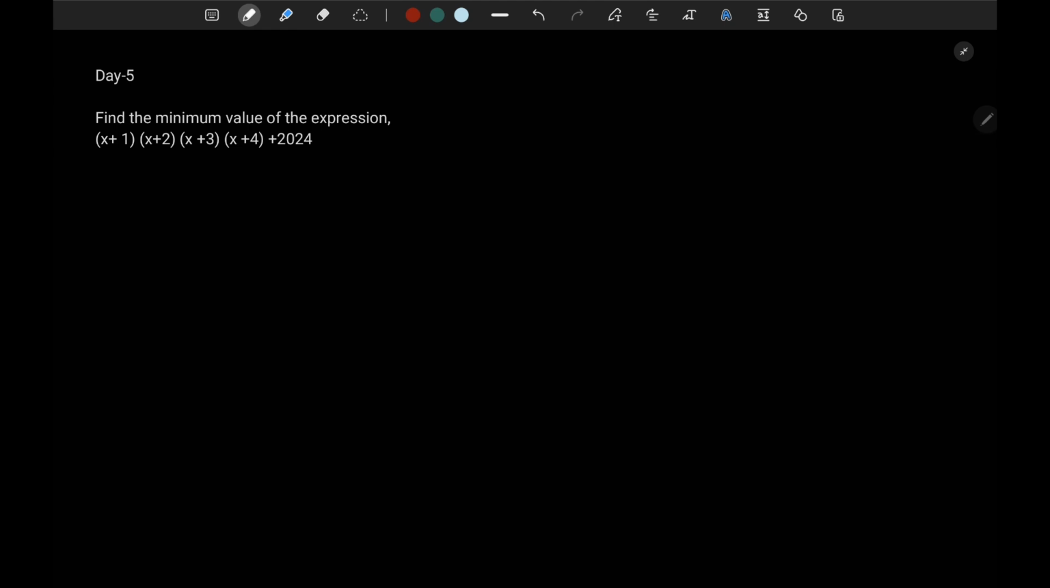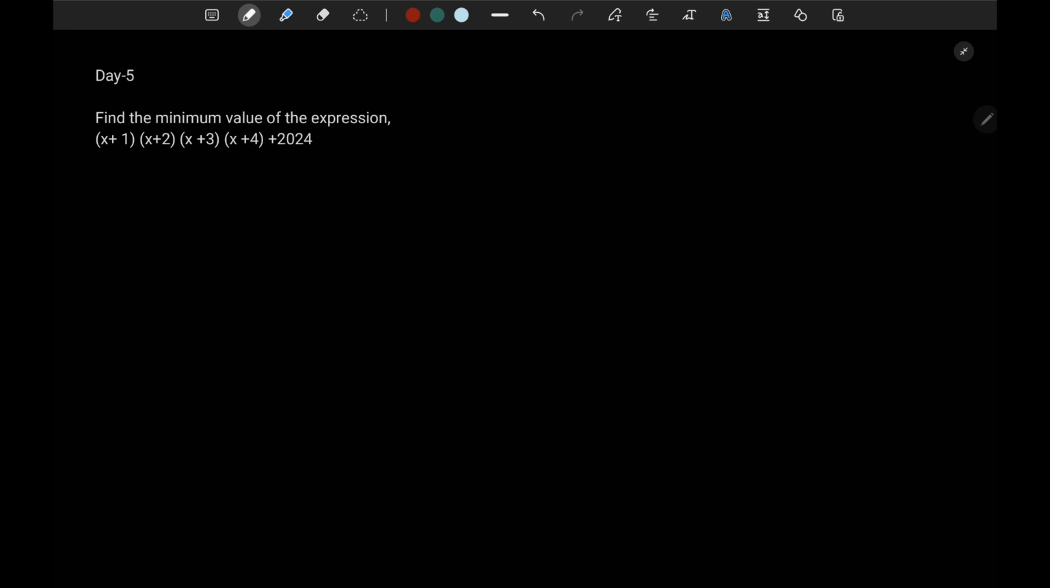So you can see this is a question on minima of a particular algebraic expression. The expression is given on your screen. Now, this kind of question is very common when talking about your mocks. You may encounter such questions a lot in mocks and even in exams also.